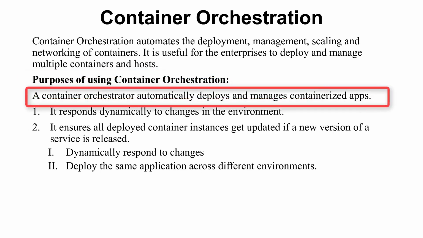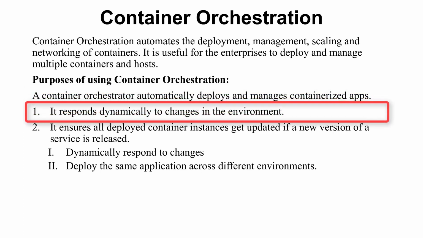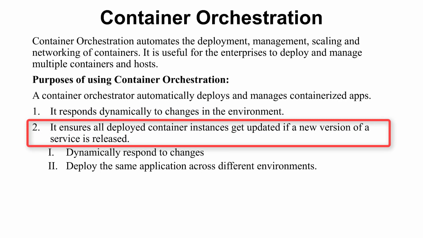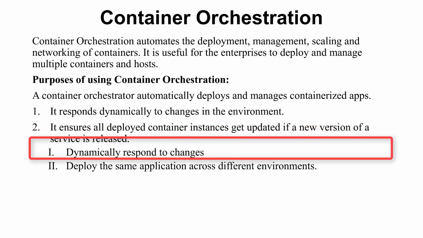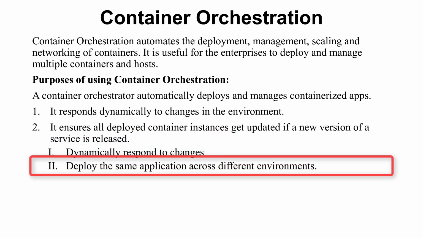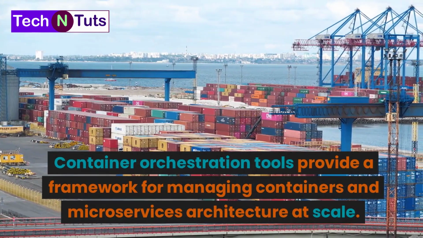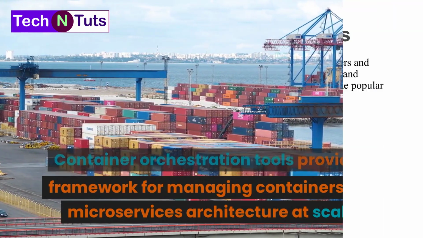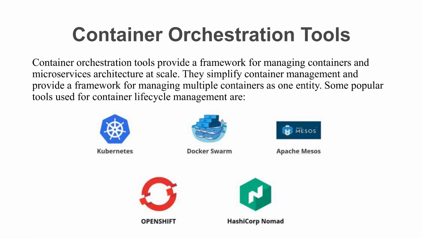A container orchestrator automatically deploys and manages containerized apps. It responds dynamically to changes in the environment. It ensures all deployed container instances get updated if a new version of a service is released. Dynamically respond to changes. Deploy the same application across different environments. Container orchestration tools provide a framework for managing containers and microservices architecture at scale. Some popular tools used for container lifecycle management are Kubernetes, Docker Swarm, Apache Mesos, OpenShift, and HashiCorp Nomad.